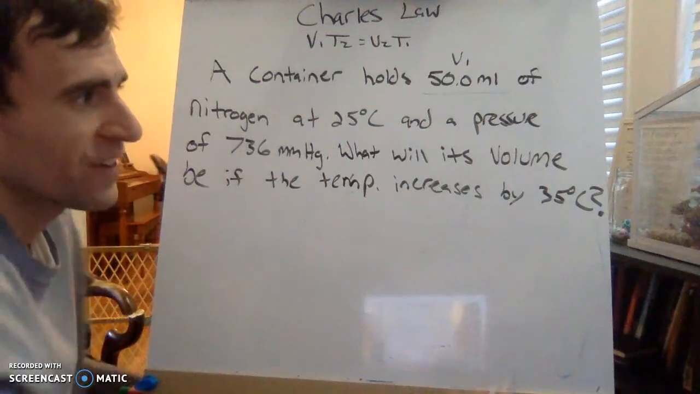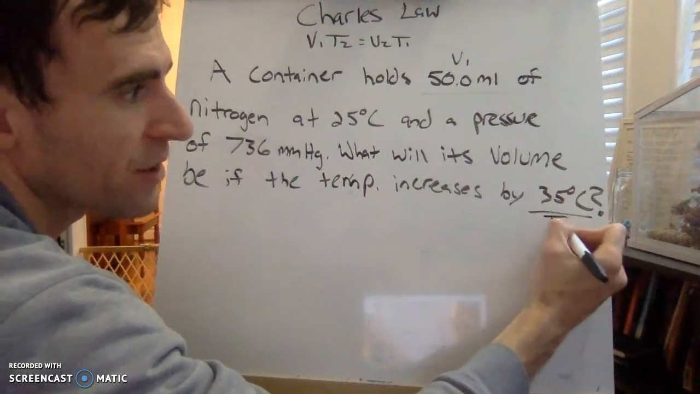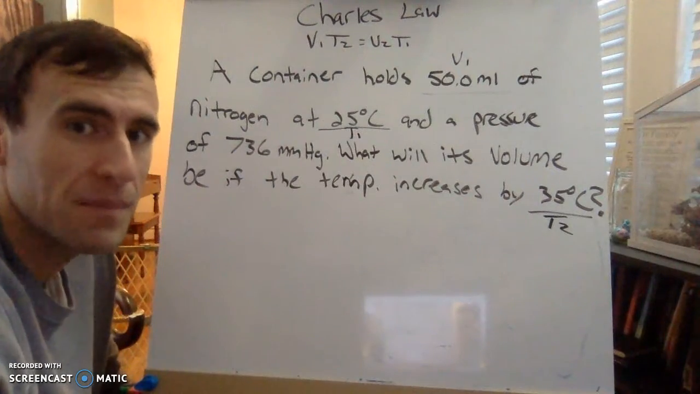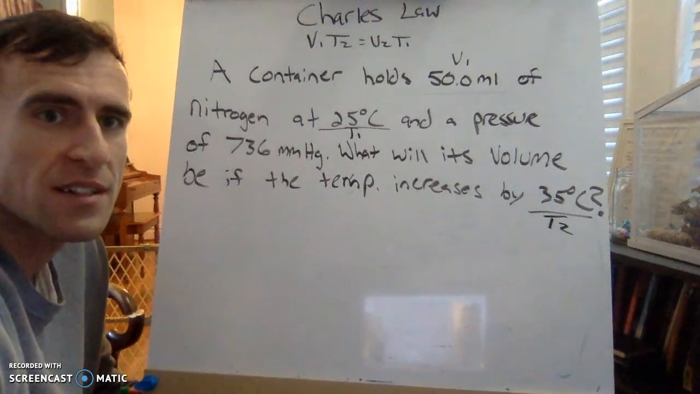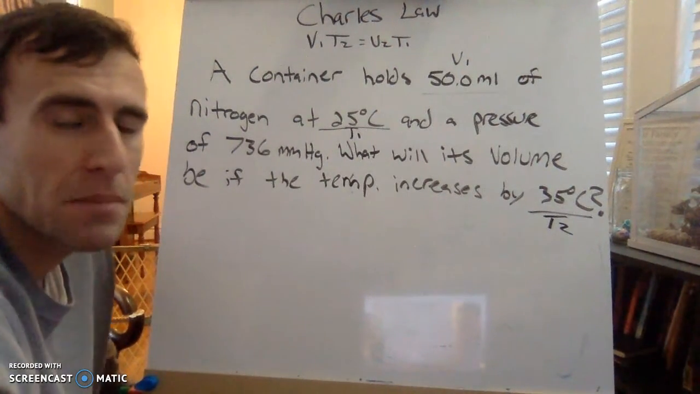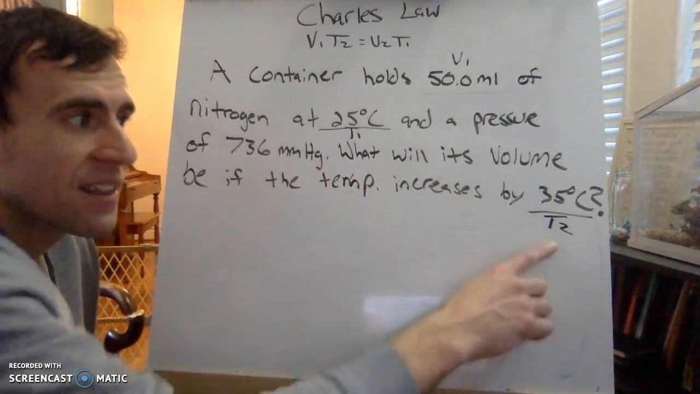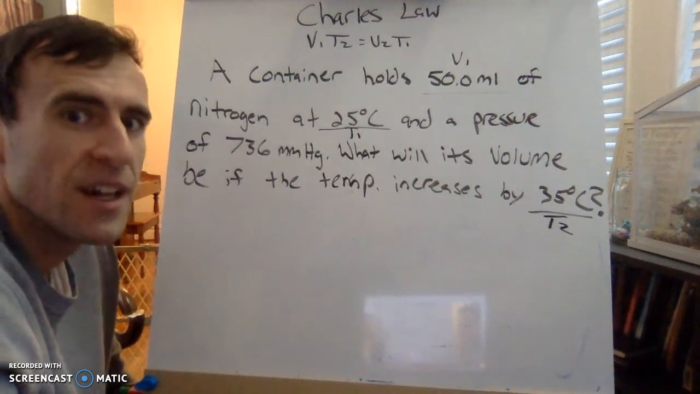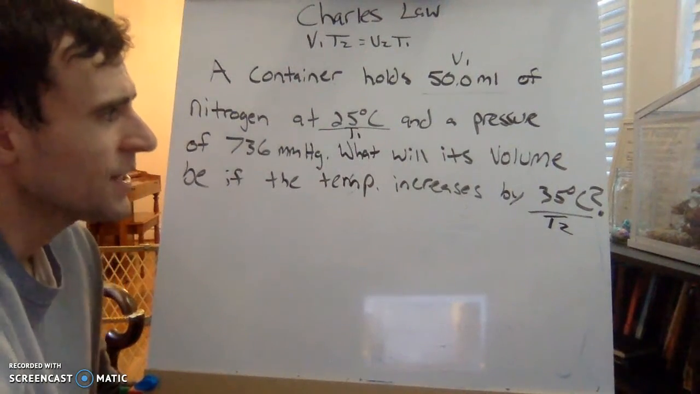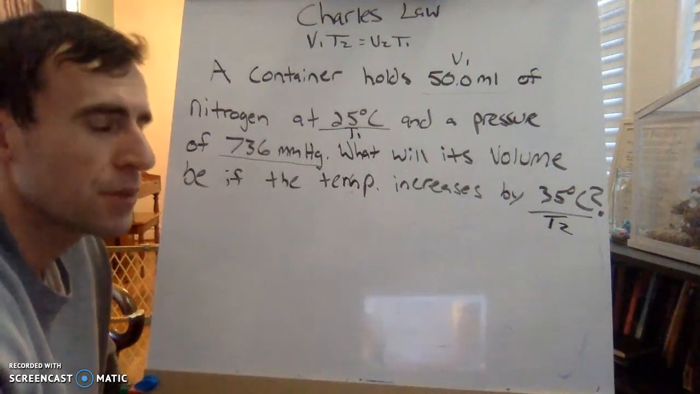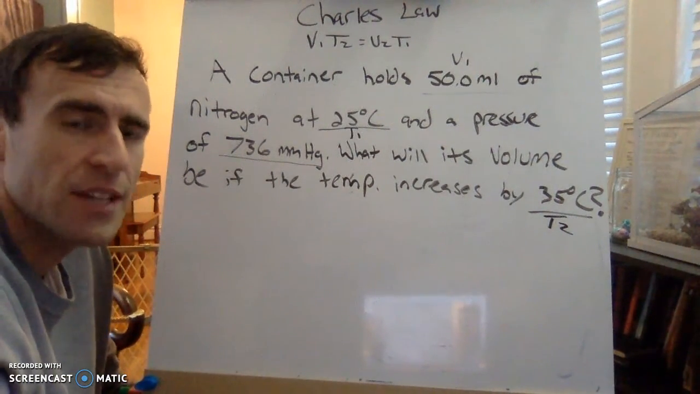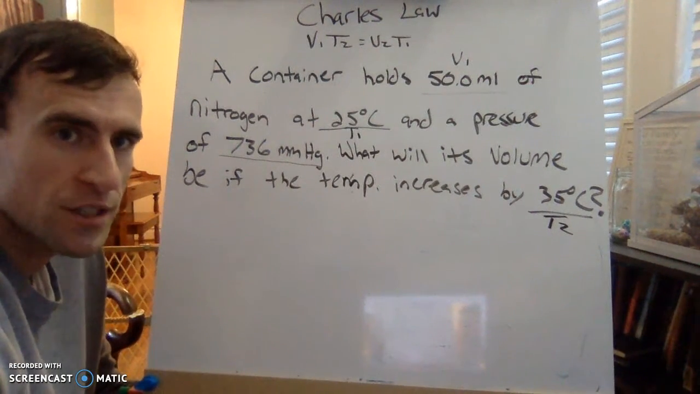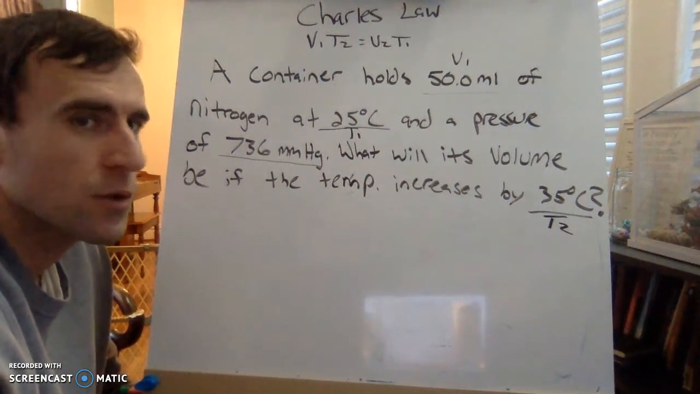Also, if it increased by 35 degrees, that's T2, and 25 is T1. It started at 25 degrees Celsius. We will increase it by 35 degrees, meaning the final temperature will be 35 degrees warmer than 25. That's T2. Here, 736 millimeters of mercury, that's the pressure. It doesn't change. Pressure is constant in Charles' law equations. Pressure is constant. Remember that. That is also a test question.